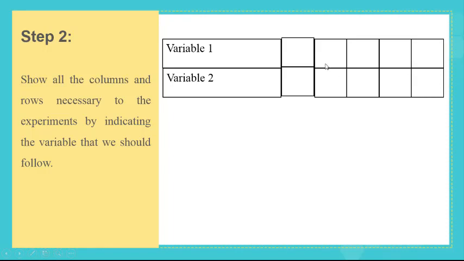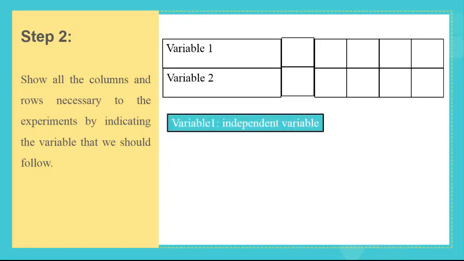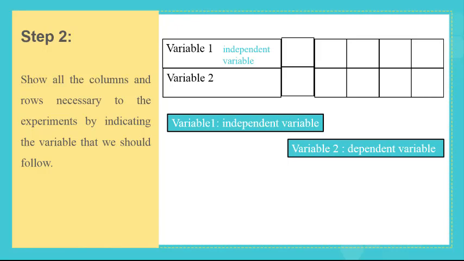Notice that you should close all the sides of the table, like this. All the sides are closed. This is the general form of a table, but in each experiment you should replace variable 1 by the independent variable of this experiment and variable 2 by the dependent variable of this experiment. So, variable 1, the independent variable; variable 2, the dependent variable.